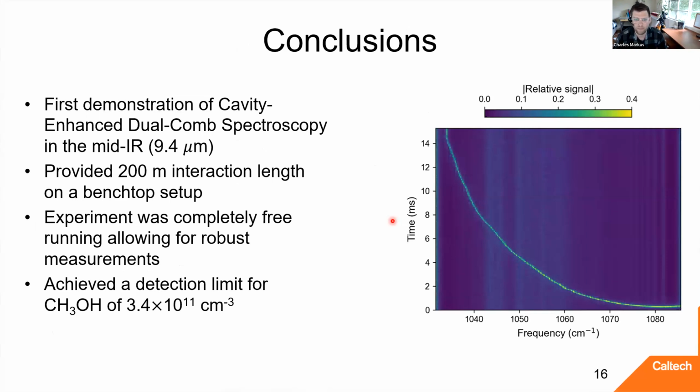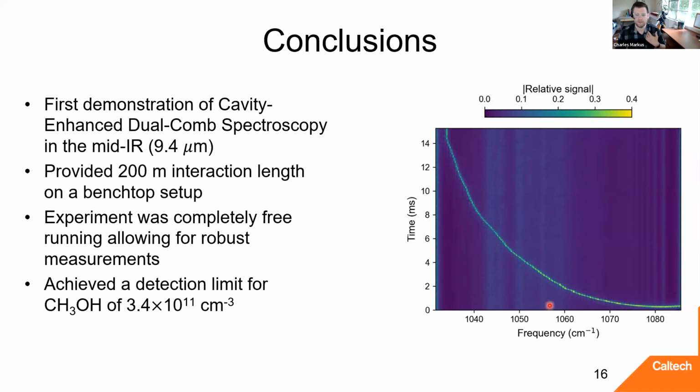But in conclusion, this was, to our knowledge, the first demonstration of cavity-enhanced dual-comb spectroscopy in the mid-infrared. We accomplished this using the IRsweep IRis-core system at 9.4 microns, covering 60 to 70 wave numbers in this 1060 wave number region. Our setup provided a path length of about 200 meters on our benchtop setup, and this entire experiment was completely free running.